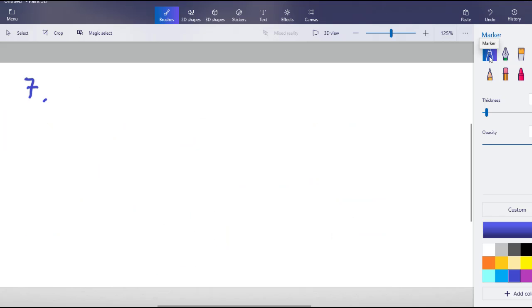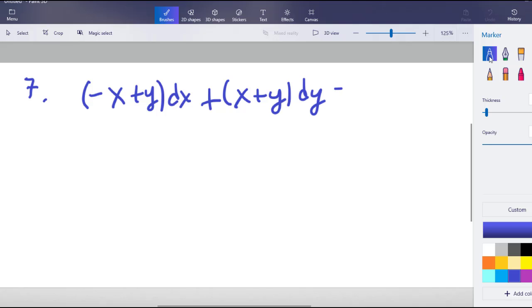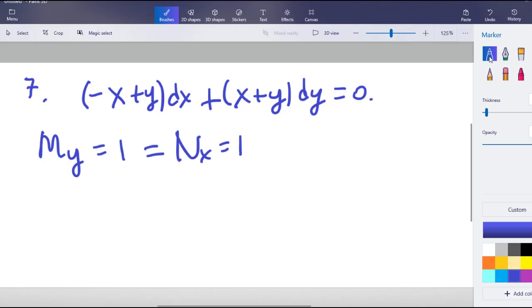For problem 7, we're asked to solve negative x plus y dx plus x plus y dy equals 0 using methods for exact equations. In order to do that, we'll test to see whether or not it is exact. My is 1, nx is also 1, and since those are equal, it is exact.